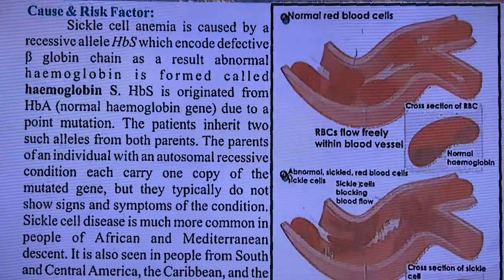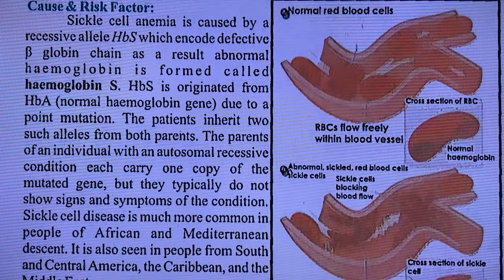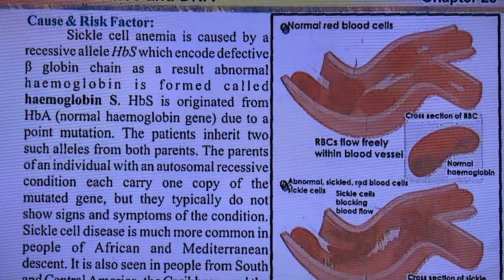Cause and risk factor. Sickle cell anemia is caused by the recessive allele HbS, which encodes a defective beta globin chain. As a result, abnormal hemoglobin is formed, called hemoglobin S, as HbS originated from the HbA normal hemoglobin gene.